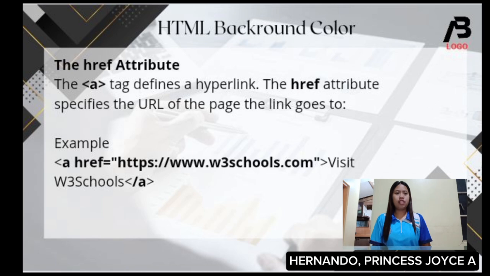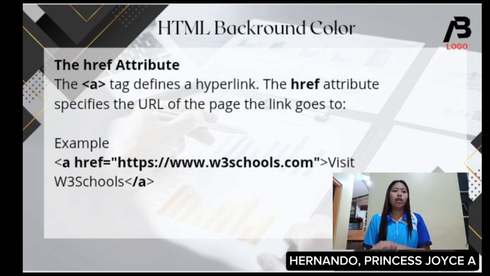HTML background colors. In HTML, the background color of a web page or an element can be set using the background-color property in CSS. This property allows you to define the color of the background of an element like the body or other specific elements, e.g. divs or headers. You can set the background color using various formats like color names, red, blue, light blue, hexadecimal color codes, RGB values, or HSL values. This will change the background color of the web page to the specified color.